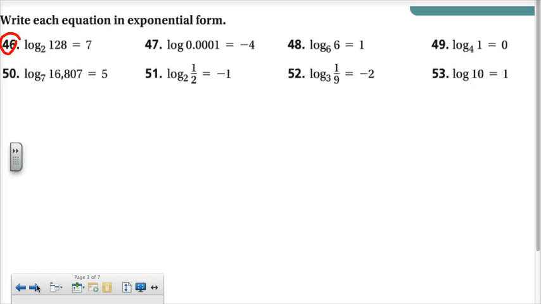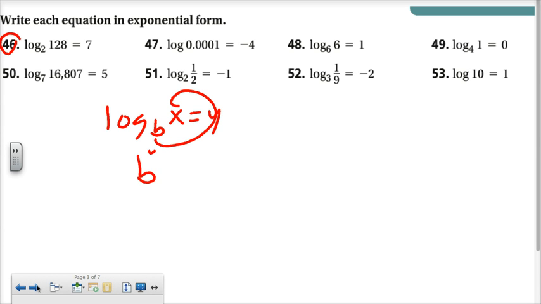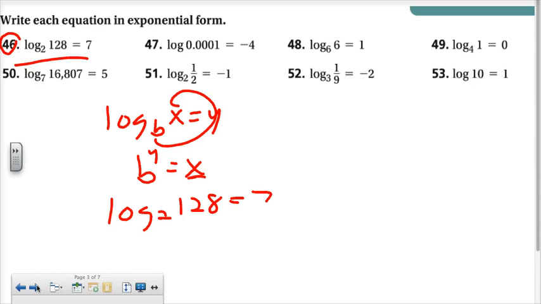Then number 46 is write each equation in exponential form, and I just wanted everybody to remember that that's our snail shell process, backwards. b to the y equals x. So you find your base, and in this case the base is 2. So logarithm base 2 of 128, you think about where did that 128 come from, and that is really our answer here. It's what we had for an answer when we evaluate. And then that gives you that power that you need from snail shelling.